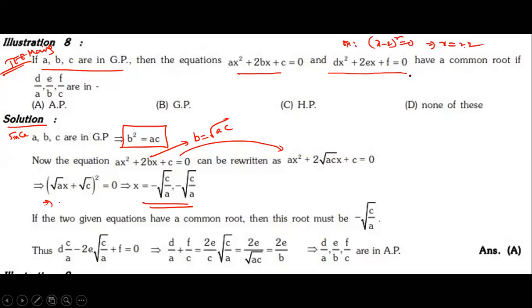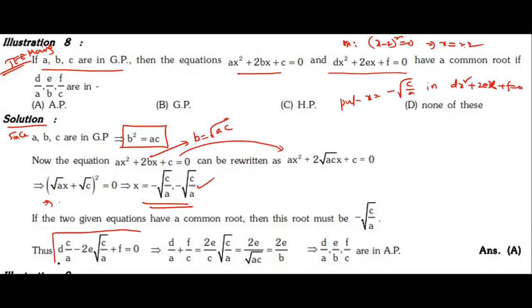Here also, the condition is given to have a common root. What does it mean here? x is equal to minus root of c by a is also a common root for the second equation. That means directly put x is equal to minus root of c by a in dx square plus 2ex plus f is equal to 0. For this value, dear students, we are getting this one. Clear? So the minus is there, transpose to the RHS.